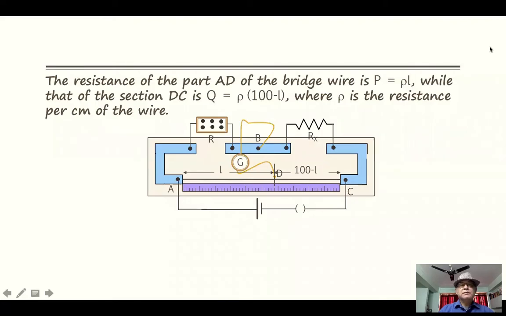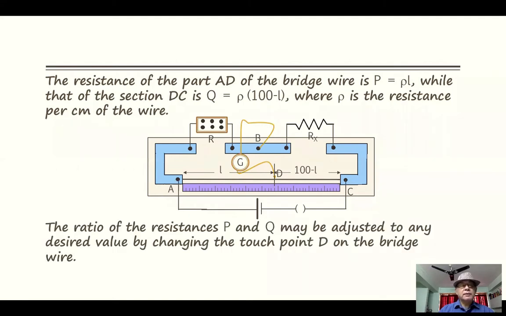The resistance of the part AD of the bridge wire is P equal to rho into L, while that of the section DC is Q equal to rho into (100 minus L), where rho is the resistance per centimeter of the wire. The ratio of the resistances P and Q may be adjusted to any desired value by changing the touch point D on the bridge wire.